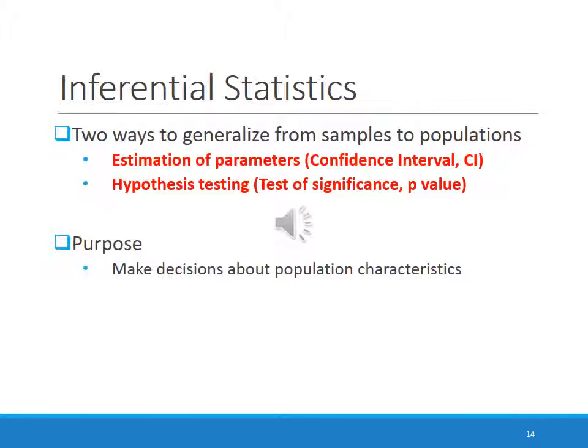So, what are the ways to generalize from samples to populations? Commonly used statistical methods are using confidence intervals to make estimation about the population or using test of significance to test the hypothesis we develop for our study. These methods will help us in making decisions for the population characteristics.